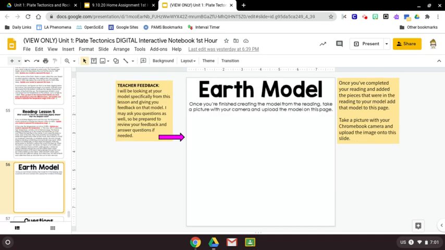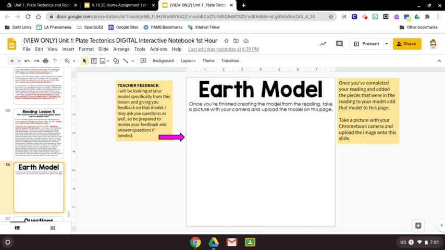And then when you're done with your model, take a picture of it and post it on this slide. I am looking for these models to be completed because I would like to give you feedback. There's a lot more models we're going to be drawing over the course of the unit, and I want to be sure that you're doing what is expected.